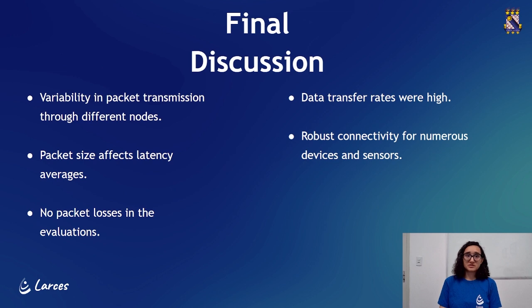For our final discussion, our results show that there is variability in packet transmission through different nodes in the mesh network topology. Additionally, packet size can affect latency, resulting in network heterogeneity and transmission anomalies. Nevertheless, the network provides robust connectivity for numerous devices and sensors with data transfer rates suitable for 720p YouTube videos, facilitating complex sensory and monitoring tasks and no packet loss.